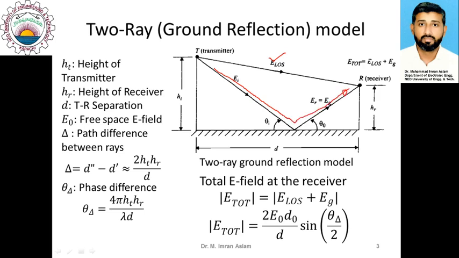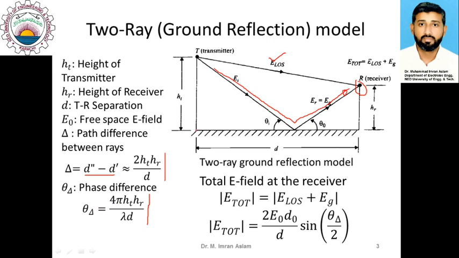There is a difference between the propagation paths of these two rays, and this path difference is approximated as 2 h_t h_r upon d, which we calculated in our last lecture. Secondly, because the rays take different paths, they will be received at the receiver side with different phases. So both rays have a certain phase difference between them, which we also calculated in our last lecture, and it can be approximated as theta delta equals 4 pi h_t h_r over lambda d.